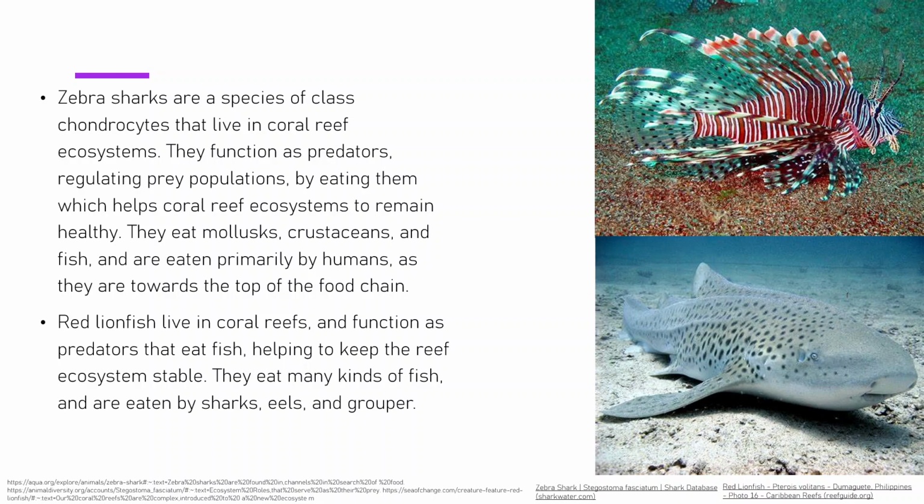Zebra sharks are a species of class Chondrichthyes that live in coral reef ecosystems. They function as predators, regulating prey populations by eating them, which helps coral reef ecosystems to remain healthy. They eat mollusks, crustaceans, and fish, and are eaten primarily by humans as they are towards the top of the food chain. Red lionfish live in coral reefs and function as predators that eat fish, helping to keep the reef ecosystem stable. They eat many kinds of fish and are eaten by sharks, eels, and grouper. This is a zebra shark, and this is a red lionfish.